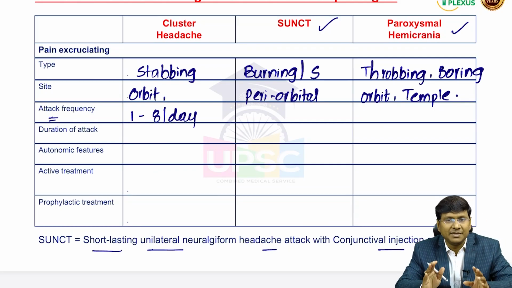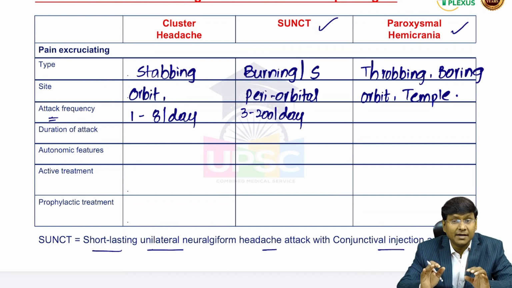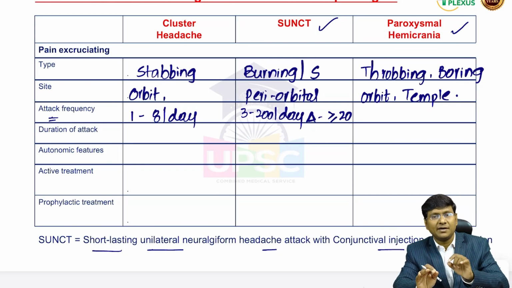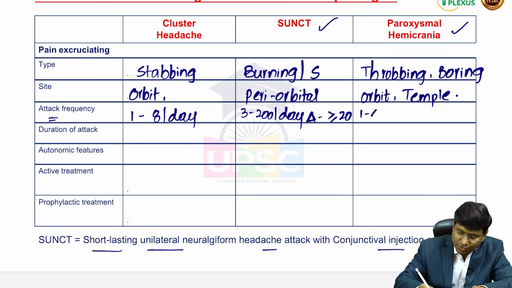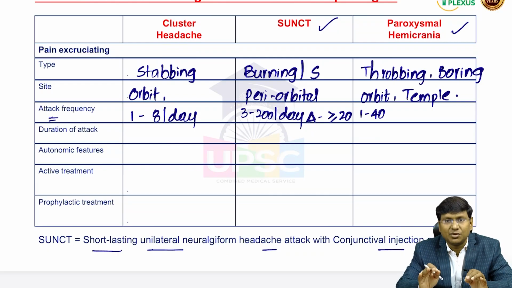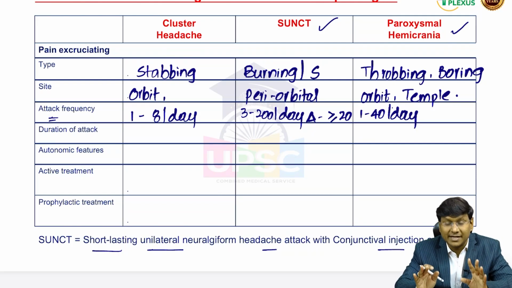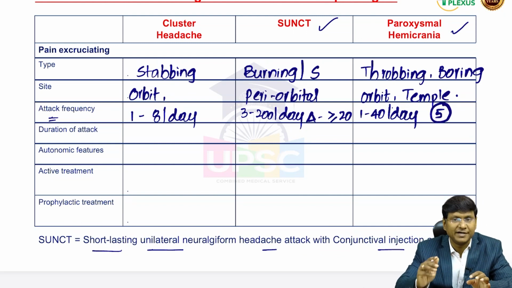So multiple episodes can be there in case of the cluster headache, whereas in SUNCT, the number of episodes is nearly around 3 to 200 episodes per day, right? And for diagnosis, how many are required? For diagnosis, a minimum of more than or equal to 20 episodes per day is required for the diagnosis of SUNCT. Whereas in case of paroxysmal hemicrania, the number of episodes is 1 to 40 per day, right? So per day it can be up to 40 episodes, and for the diagnosis, there should be a minimum of 5 episodes per day.